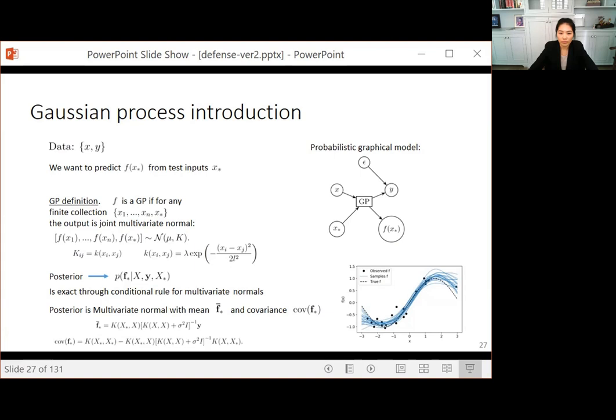If we look at this example, we have these dots, which are some observed noisy data from sine of X, and these blue lines are the samples from the posterior after we absorb this data.